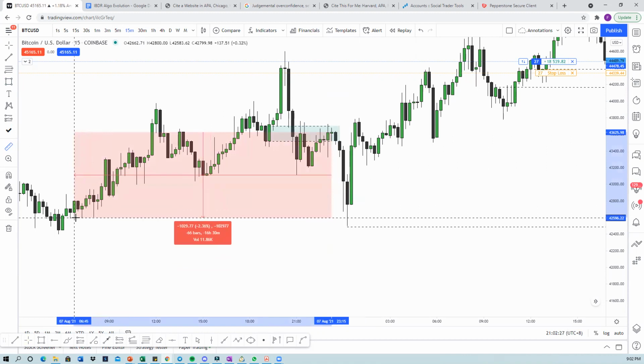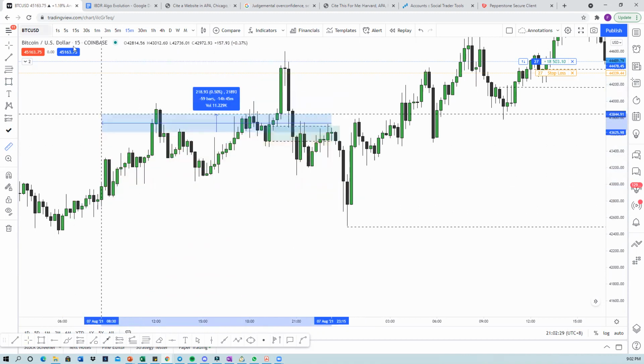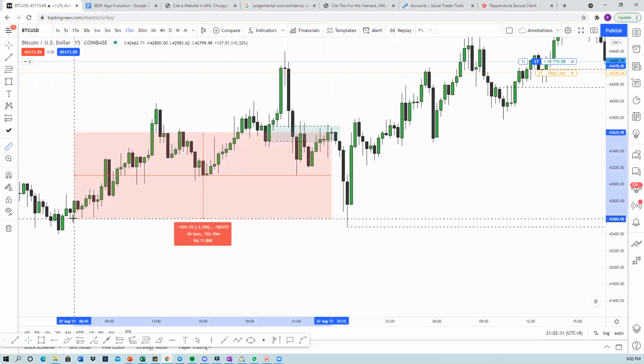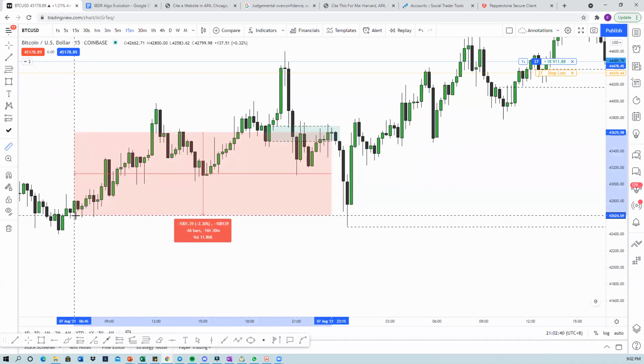I have no clue how to read Bitcoin's price. So you have thousand something. I guess it's 100 pips maybe in terms of Bitcoin. So you have 100 pips, just that.